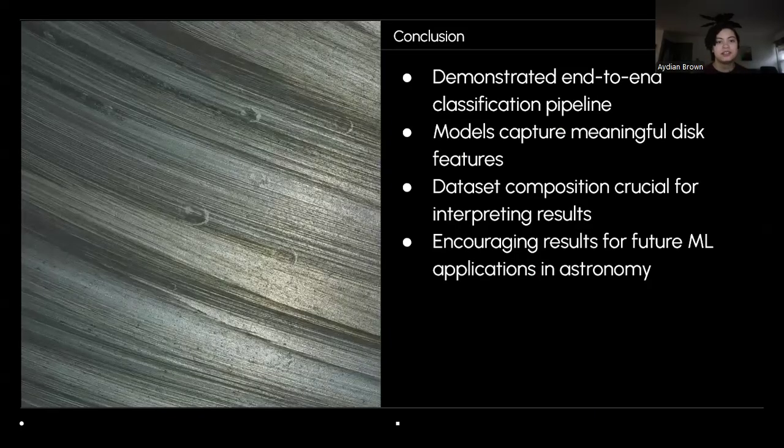In conclusion, this project demonstrates the feasibility of using deep learning to classify protoplanetary disks by leveraging both radial and image features. Our models can capture meaningful morphological differences while dataset composition is critical. The study provides a strong foundation for automated disk analysis, and it suggests that machine learning will be increasingly important for future astronomical surveys.